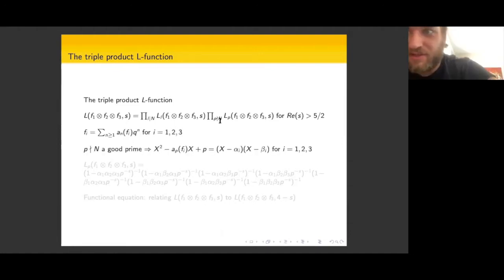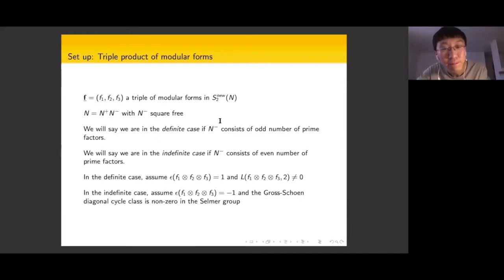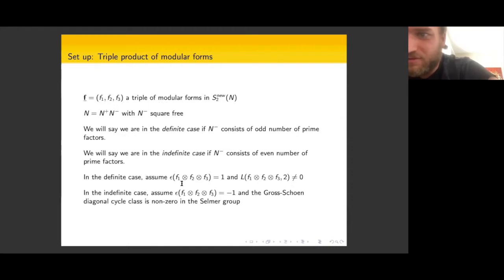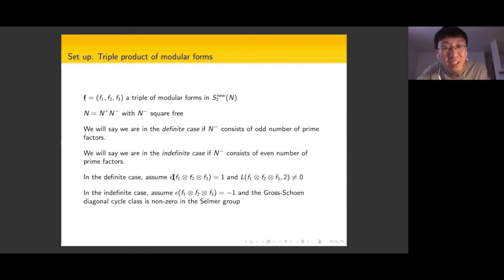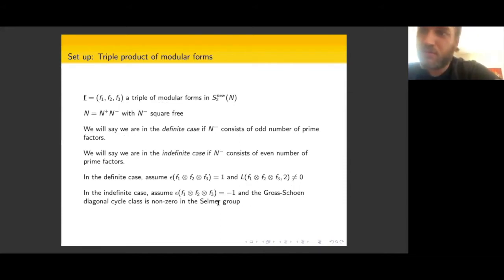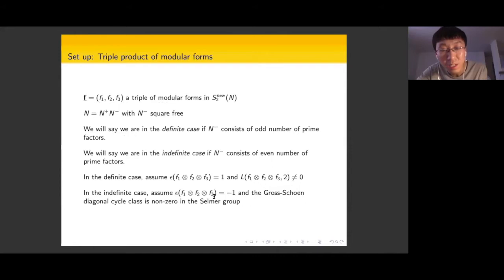I have a question about the last slide. You said the L-function is not 0 and epsilon is +1? I will assume that when epsilon, the root number, is +1, the L-function doesn't vanish. And assume that when the root number is -1, then the Gross-Schoen diagonal cycle is non-zero. This is a replacement for the condition that the derivative of the L-function is non-vanishing. I see. Thank you.